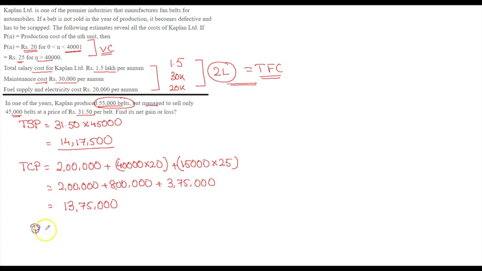And the total selling price is 14,17,500. So the profit can be calculated by subtracting the total cost price from the total selling price, which comes out to be 42,500 rupees. And this is a gain that I am making. So the answer for the last question of this set is 42,500 profit.